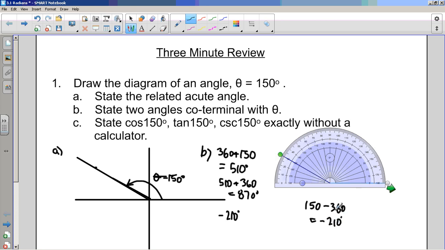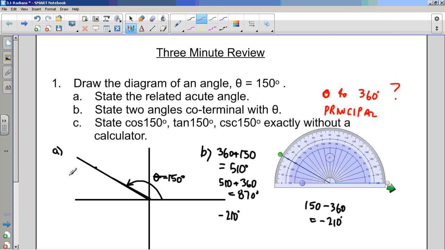By the way, there's a word for this angle 150 that's between 0 and 360. If it's between 0 and 360, we call that a principal angle. Principal angle. Not like Mr. Ritzma, principal angle.